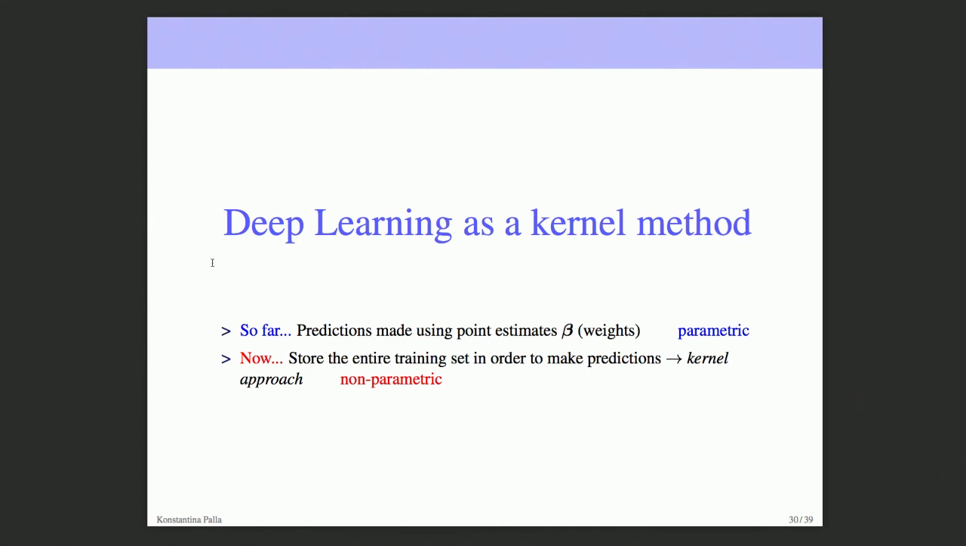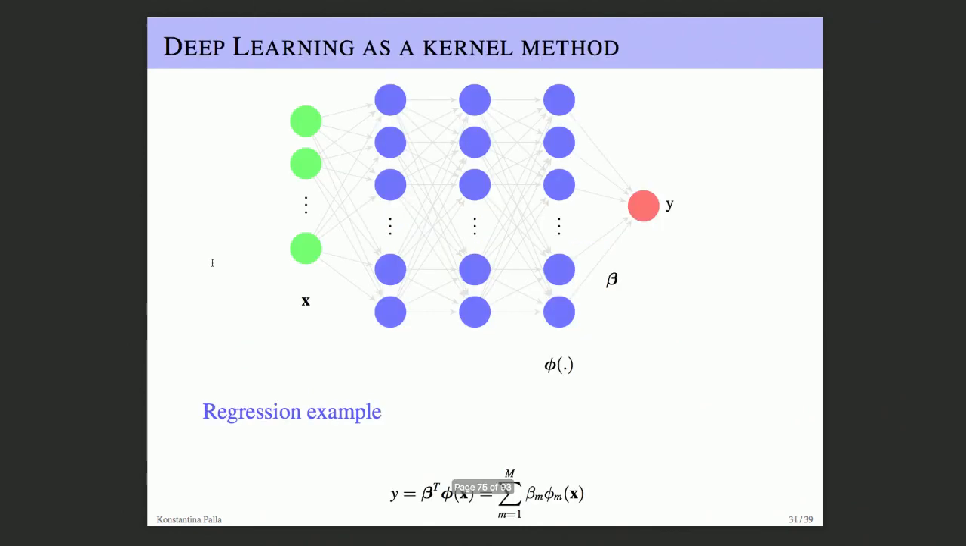Now, what about storing the entire training set? By training set, I mean all the observations I have, in order to make the predictions. Let's see, can we do that in a neural network? The answer is that we actually can, by using some fancy maths, which I won't present very much here. I will just briefly present an overview.